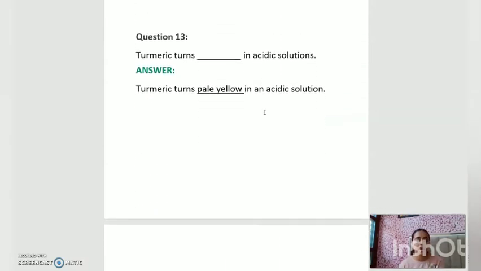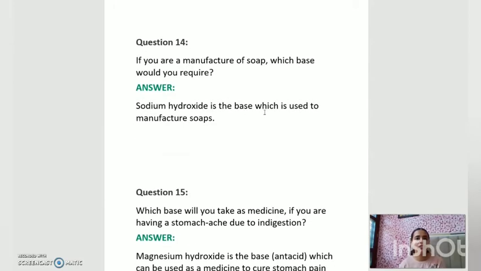Question number 13. Turmeric turns dash in acidic solution. Which color does turmeric turn into when it is put into an acidic solution? So it turns into pale yellow. Which yellow? Pale yellow.